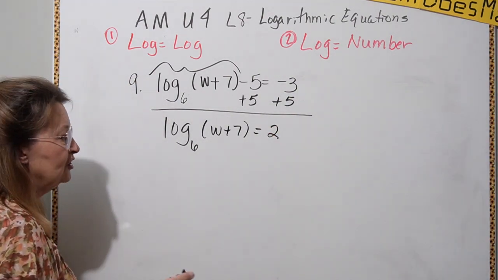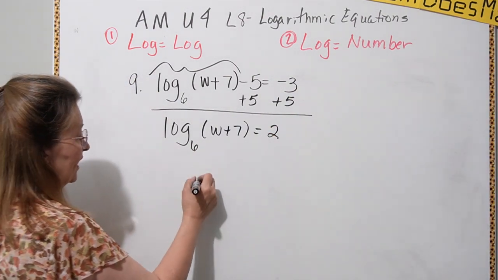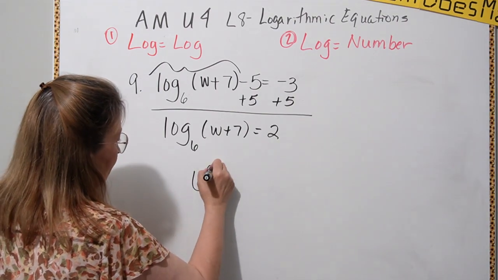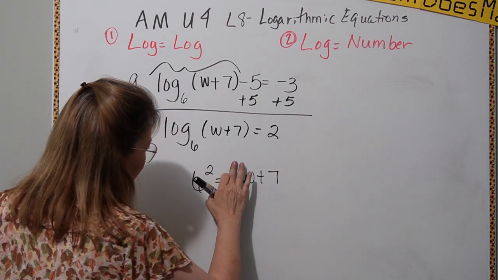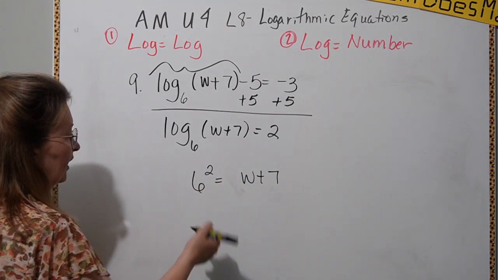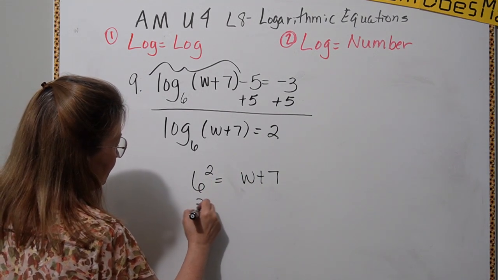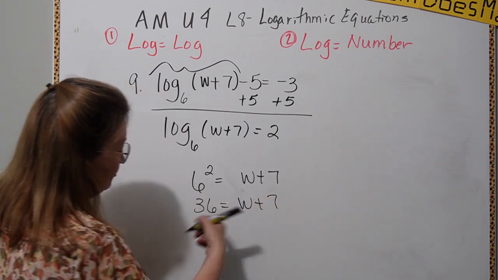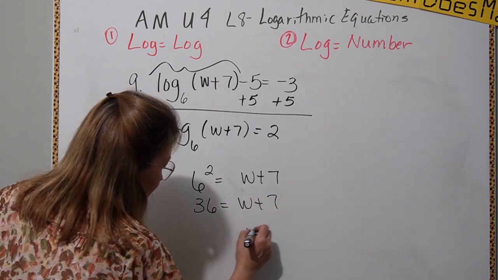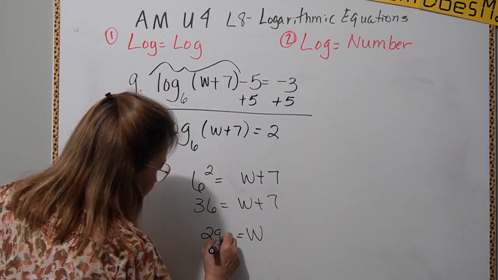Now I'm going to convert it to exponential form. I'm going to take my base, I'm going to swing over there for the exponent, equals my argument, and I don't need that in parentheses. Okay, 6 squared is 36, and w plus 7. Now I'm going to subtract 7 from each side, so I get w is equal to 29.